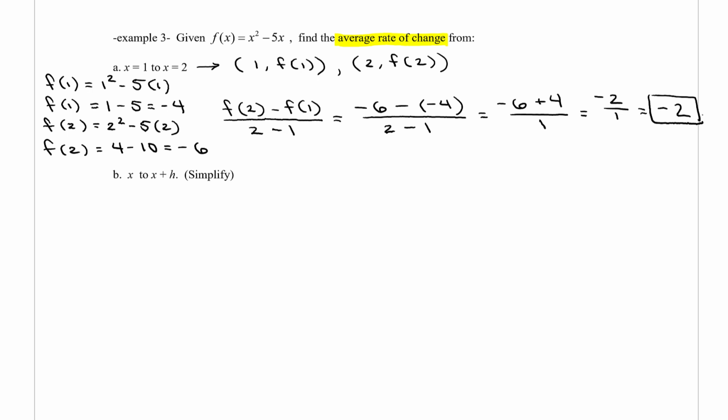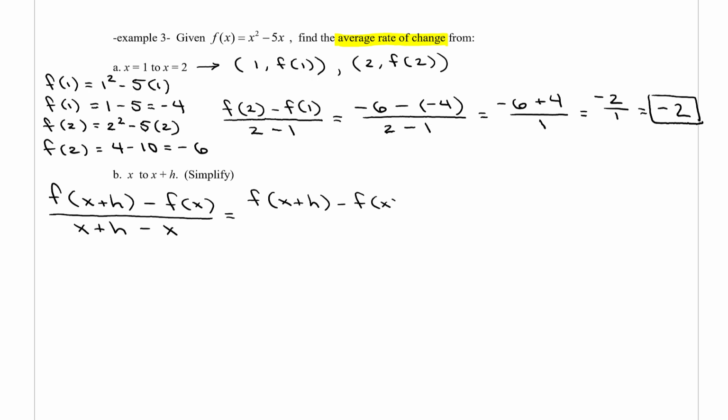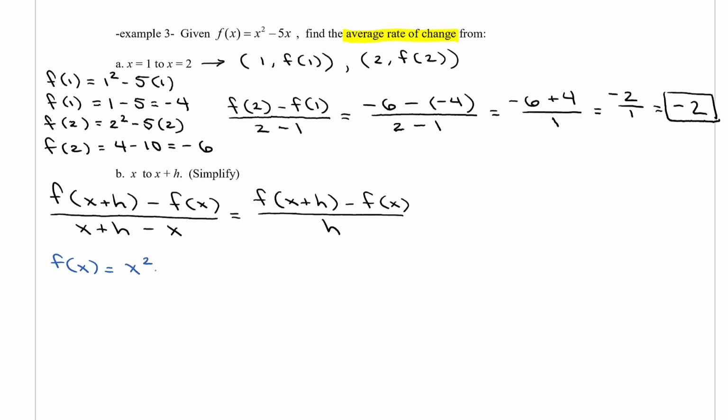B. We're going to find the average rate of change from x to x plus h, and we're going to make sure we simplify this. So I'm going to write down f of x plus h minus f of x over x plus h minus x. Once again, this is going to simplify to f of x plus h minus f of x over h, which represents the difference quotient. In order to do this problem, I need to know what f of x plus h is equal to. I already know that f of x is equal to x squared minus 5x, but I do not know what f of x plus h is equal to.